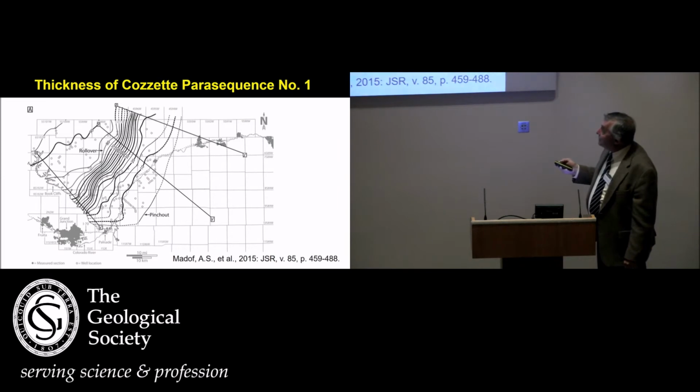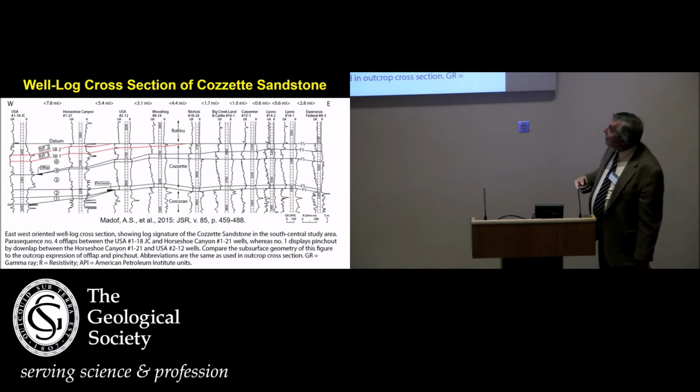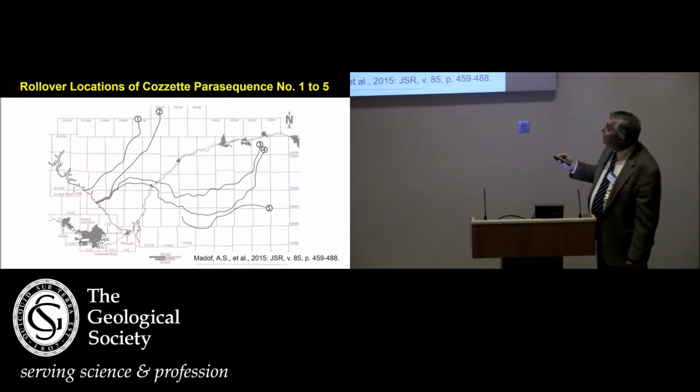And we made a bunch of maps. So this is now thickness maps of each cycle. I'm just showing one here for the first parasequence. It's thick here and it pinches out, so you can make maps. And this is an example of a well log cross-section where you can get the geometry in the well logs using the gamma ray and the resistivity logs. And then you can map them all out.